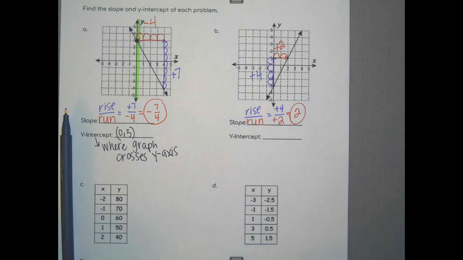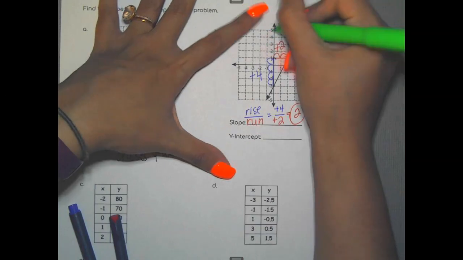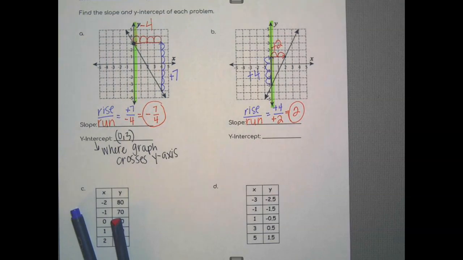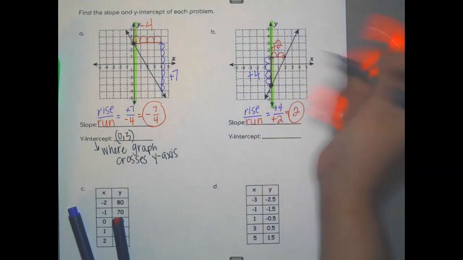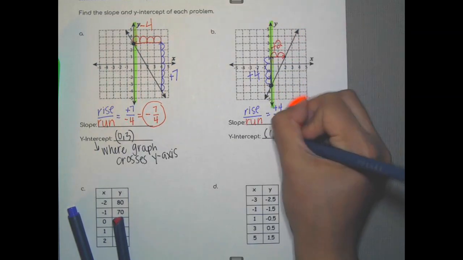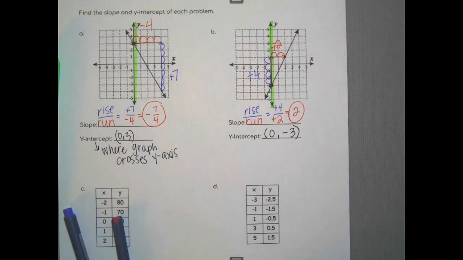And now we're going to do our y-intercept. So we're going to see where our graph crosses the y-axis. So just like on A, I'm going to go ahead and highlight my y-axis to make it stand out where the graph is crossing. And on this one, I can see that my graph crosses at this point here, which is at -1, -2, -3. So it is at 0, -3. All right.